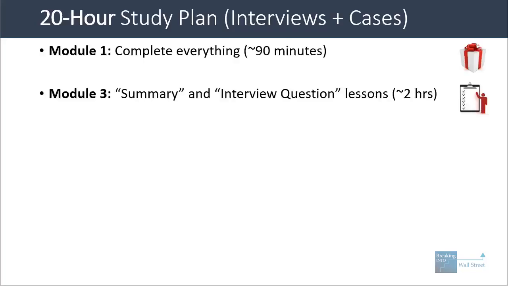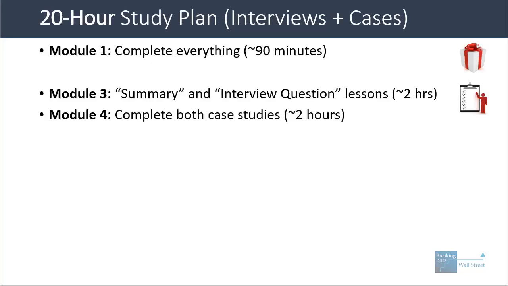Then go to Module 2 and look at the summary lesson on the financial statements, and then go through some of the interview question lessons. Altogether, if you finish the interview question lessons and the summary one, it should be about 2 hours there, and it's a good review of the key accounting concepts.